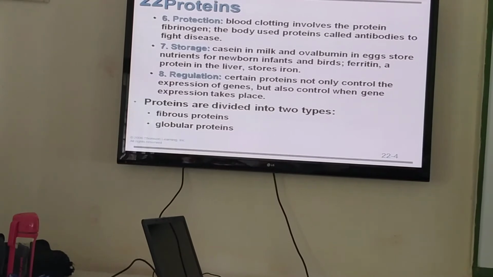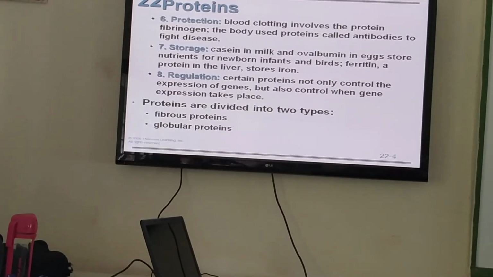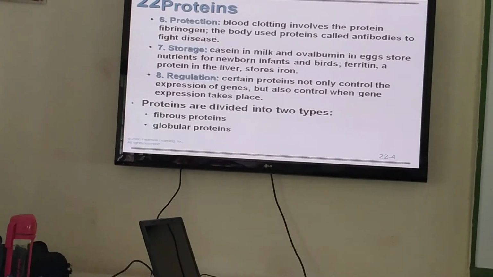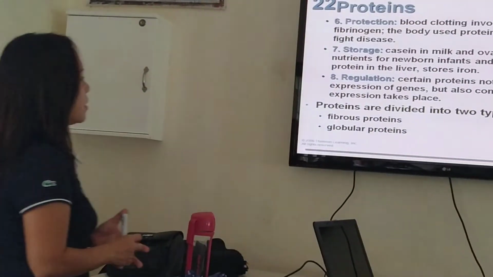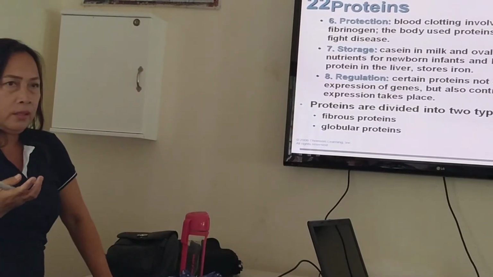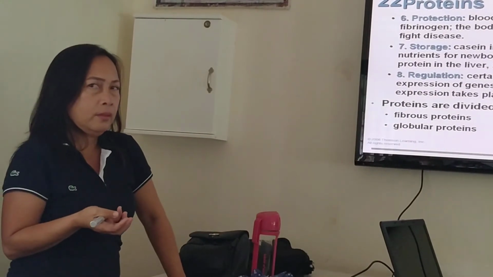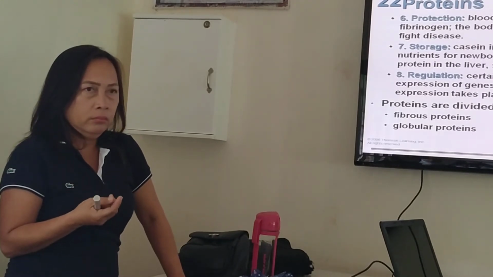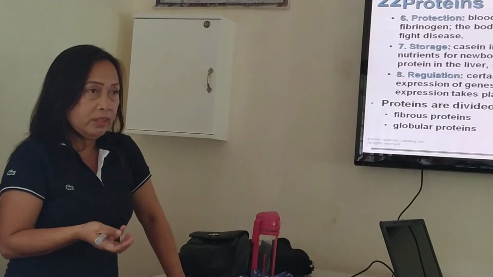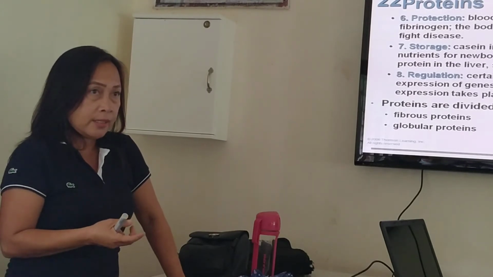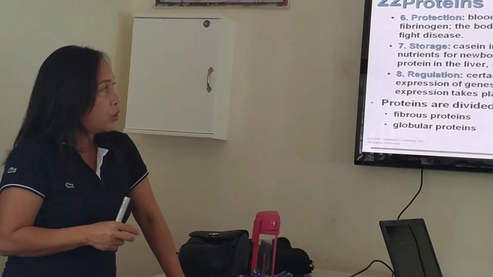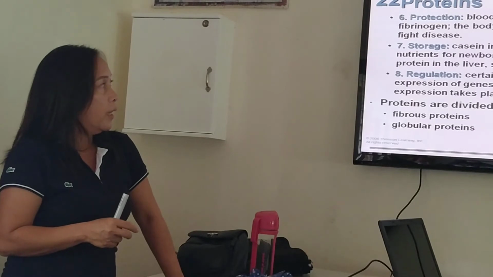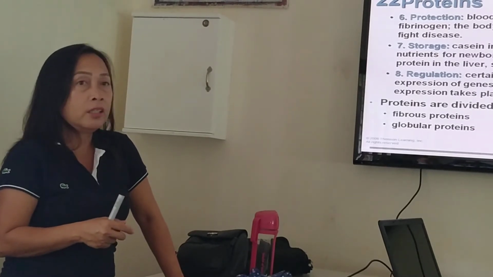Another, you have storage. For storage, like casein in milk and albumin in eggs. Okay? In what specific area of the egg is that albumin present? Yolk or white? Albumin. Albumin is the protein. It's a primary structured protein, linear, which is present in the egg white.